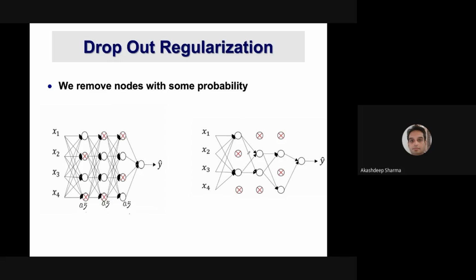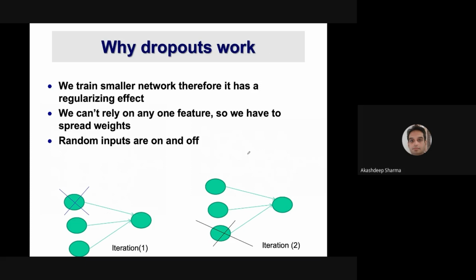It helps in actually overcoming the memorization problem for neural networks. Right? Why do dropouts work? We train smaller networks, therefore it has a regularization impact. We cannot rely on only one feature, so we have to spread the weights. So if you have spread the combination of weights instead of keeping it within a particular range, and when random inputs are on and off, look, you have a layered architecture. Say this is layer 1, then you have layer 2, then you have layer 3. Layer 2 gets input from layer 1, layer 3 gets input from layer 2.